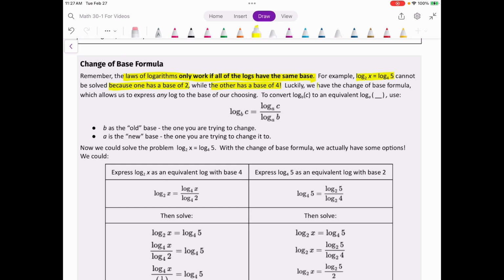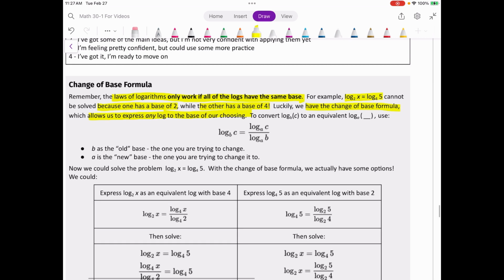However, we do have what's called the change of base formula, which allows us to express any log to the base of our choosing. So if we wanted to convert log base b of c, just keeping it general for now, to an equivalent log base a of something, what would we need to do if I wanted to change this from being a log base b to being a log with base a? I can use this formula here.